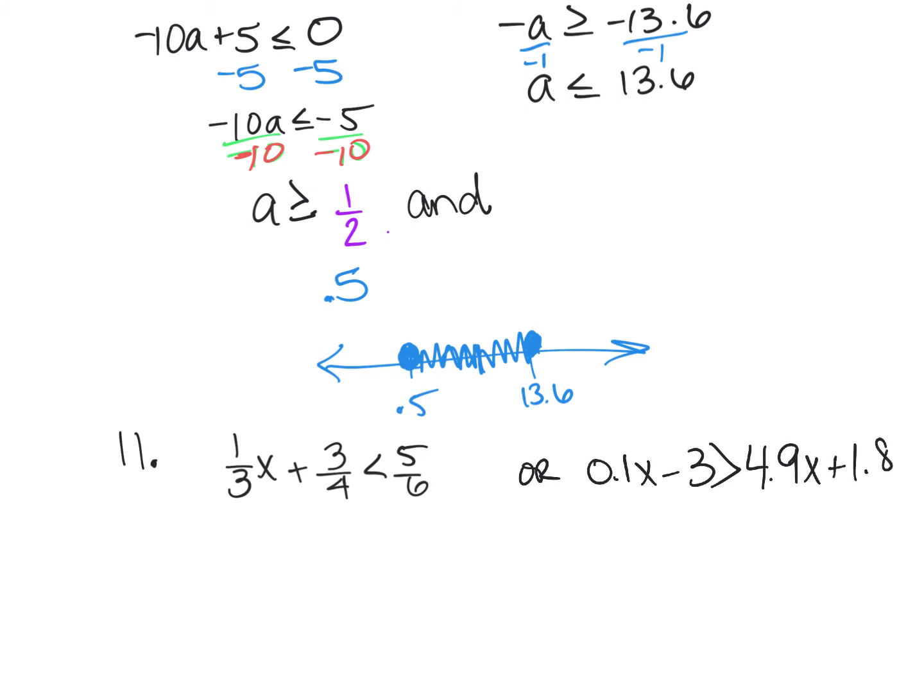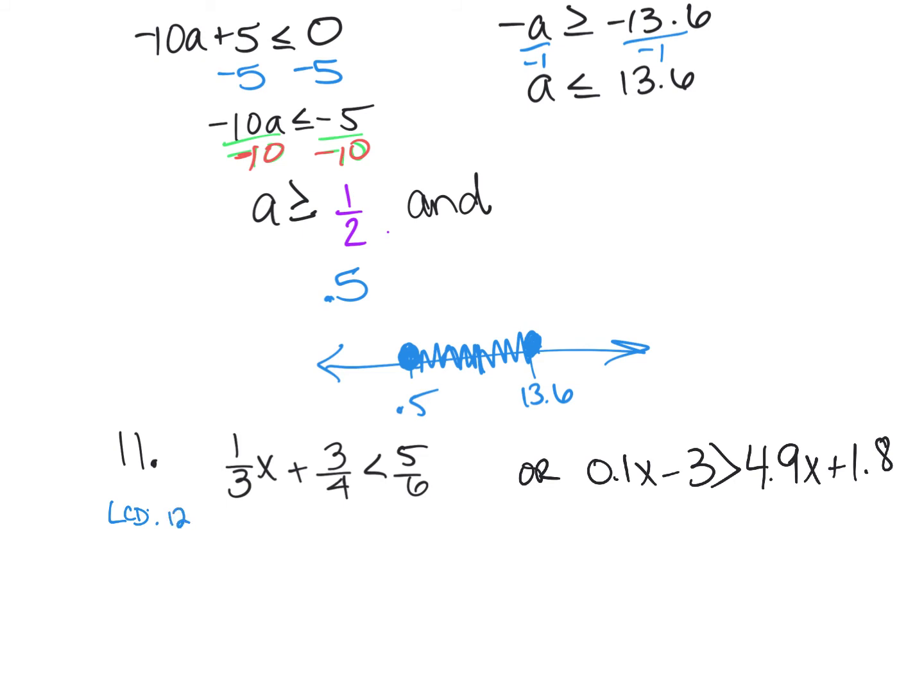Okay, here's number 11, fractions and decimals all together. So I prefer fraction buster when I have a problem like number 11 here. 1/3 x plus 3/4 is less than 5/6. I look for my least common denominator of 3, 4, and 6. What's the common multiple of 3, 4, and 6? 12, right? 24 is also a multiple, but it's not the smallest. We like to multiply by the smallest, less reducing in the end. So my LCD is 12.